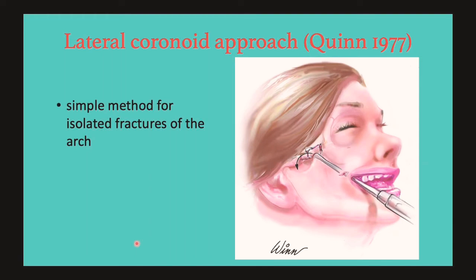Lateral coronoid approach, or Cohen approach. It is a simple method for isolated fractures of the arch. This approach consists of an intraoral incision made along the anterior border of the ramus, through which an elevator is inserted lateral to the coronoid process, and the arch is elevated while the surgeon palpates extraorally along the arch.